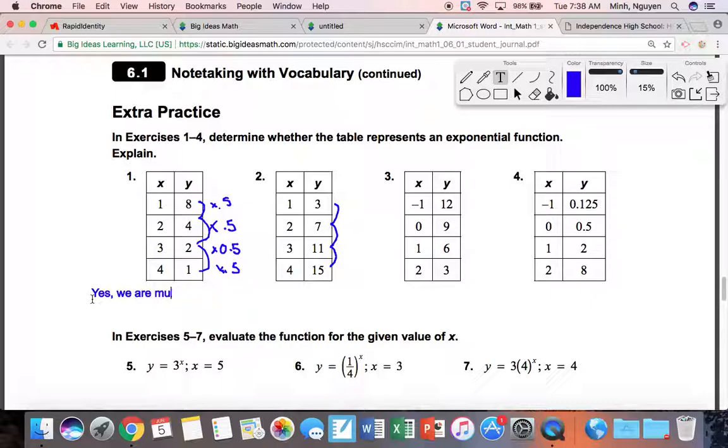Sorry, I should be more specific. The y values are being multiplied by 0.5 or divided by 2. Those are the same thing. Here, you're just adding by 4.